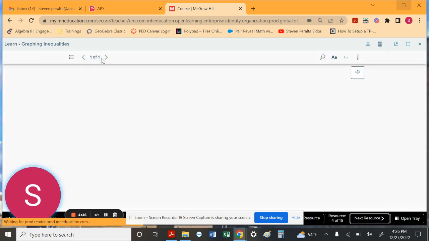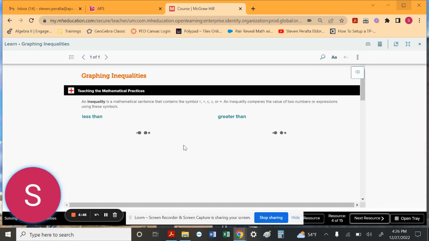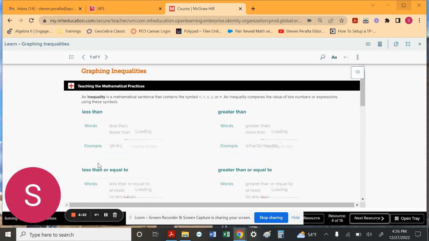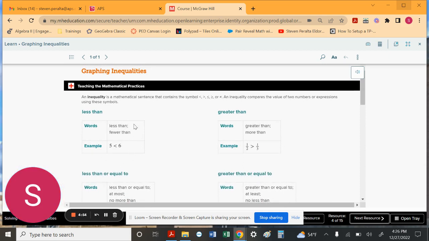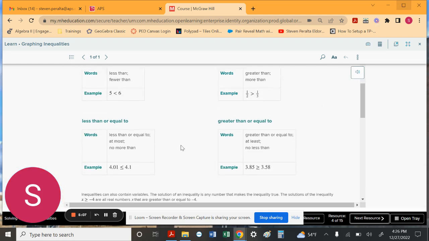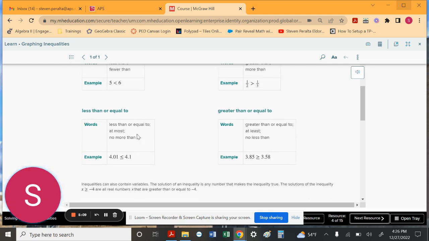The way that we graph them, as you saw in that very first slide from the beginning, less than is always going to be to the left. And remember that we have fewer than. Less than actually sounds better, but less than would be any number that's to the left of that number. Greater than would be anything to the right or more than that number. Less than or equal to would be anything that's less than that number or is equal to that number.